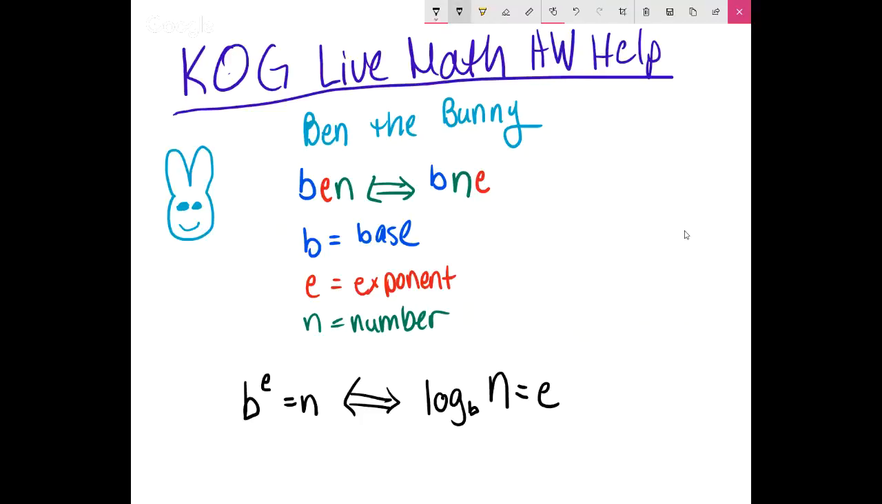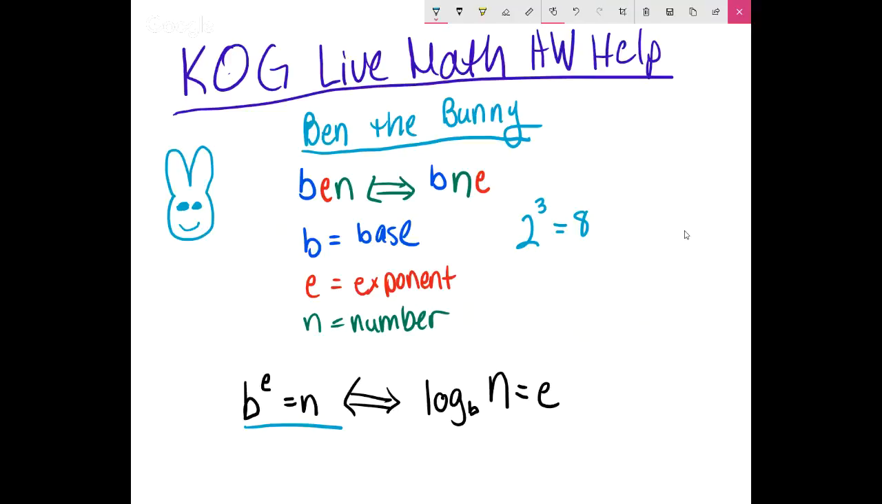Ben the bunny. And I'm going to use blue. Blue for Ben. Okay. So looking at the exponential part first. Let's say we have 2. 2 is the base, to the third power or exponent. 2 to the third power, what's that? It's 8. 2 to the third is 8.